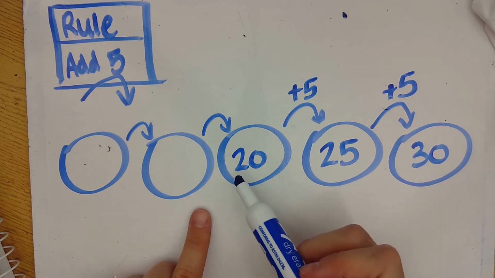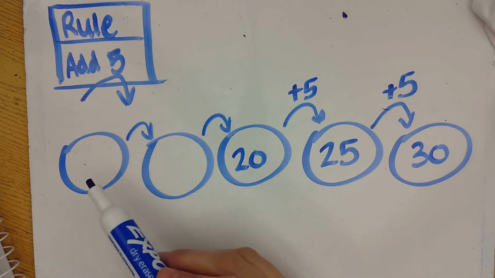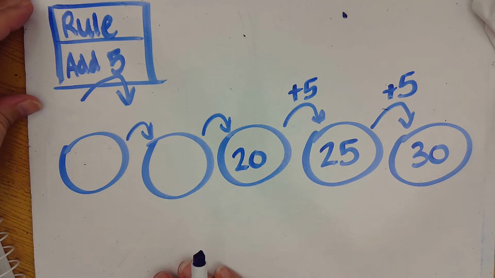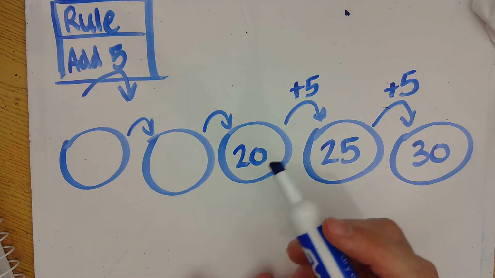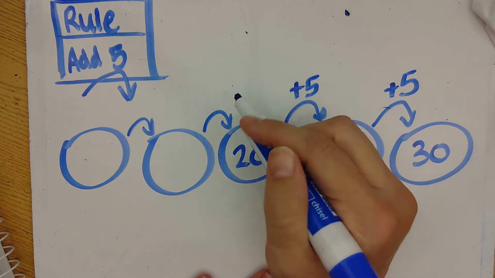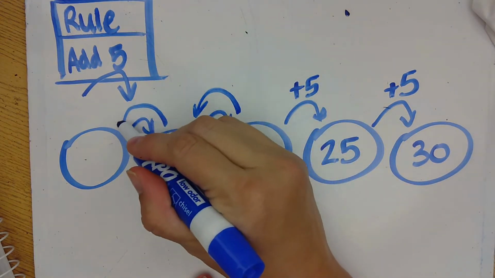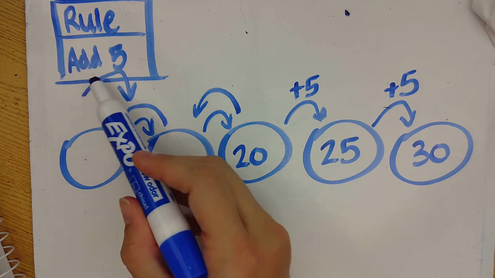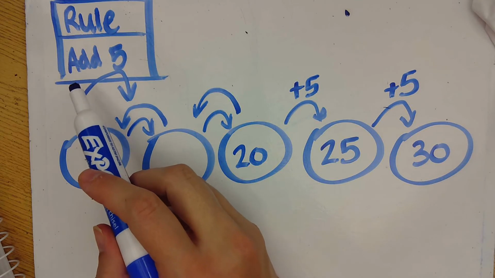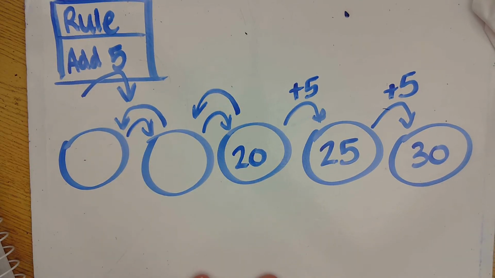Now, what happens if I don't know the numbers that go in the previous 2 frames? Well, every time I see the arrow, I'm supposed to add 5. But what happens when I suddenly have to start going backwards? I have to start going this way. Well, if we have to go backwards to fill in a couple of frames, we are going to have to do the opposite or the antonym of adding 5. So what would be the opposite of adding 5?